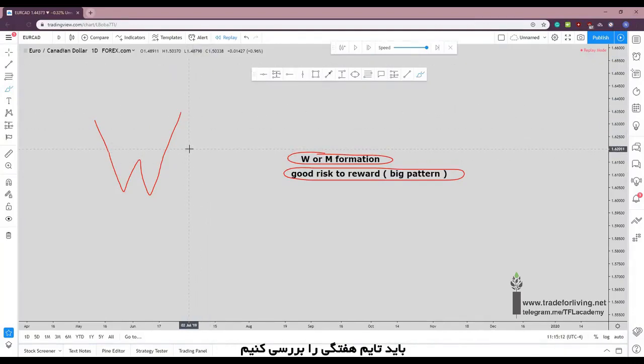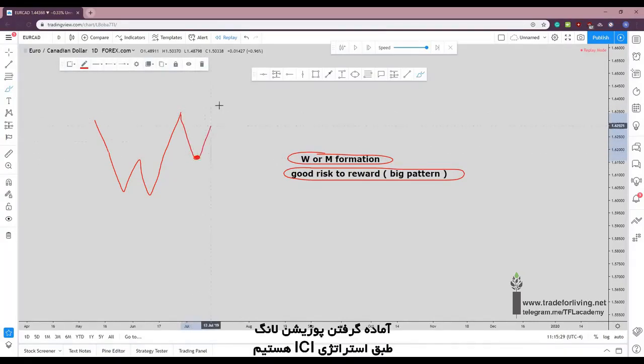We need to check on the weekly. What are we getting on the weekly time frame? Are we getting a bullish market on the weekly time frame, or are we getting a bearish market on the weekly time frame? If we're getting a bullish market on the weekly time frame, we will wait for this pattern to complete, and then around the neckline area we will be ready to take the long with the ICI strategy.